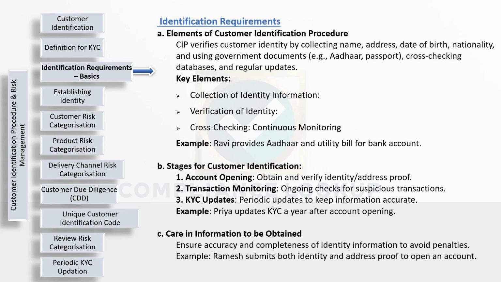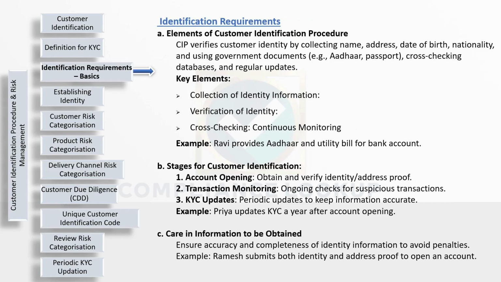Key elements: first, collection of identity information. Second, verification of identity, using government issued documents like Aadhaar, passport. Third, cross-checking. It includes sanction lists, databases, adverse media checks.